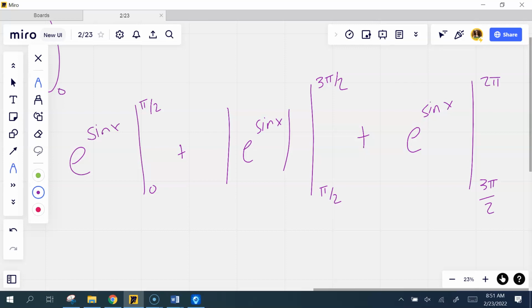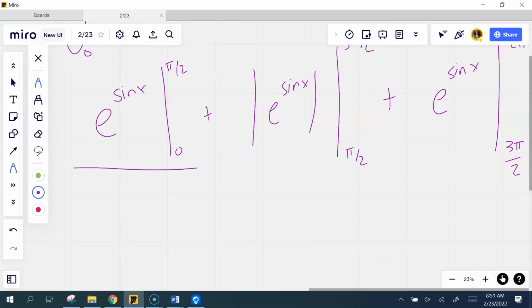Agree or disagree? When you do that one, it says invalid. Okay, we're going to do it by hand and I'm going to show you. Okay, are you okay here? Just this one. E to the sine pi over 2 minus e to the sine 0. Does that make sense? That's the first integral. Plus, now this one's going to be an absolute value. And I know that because I know that's where it goes negative.